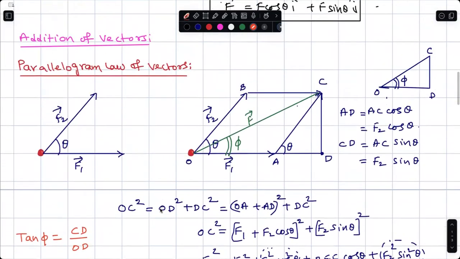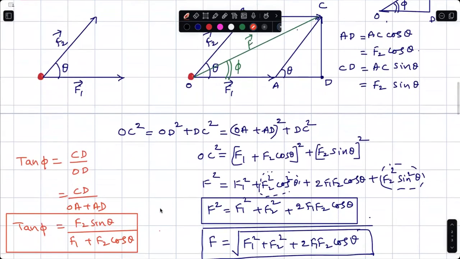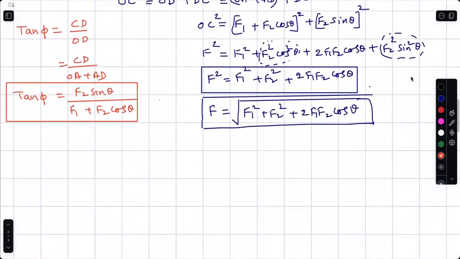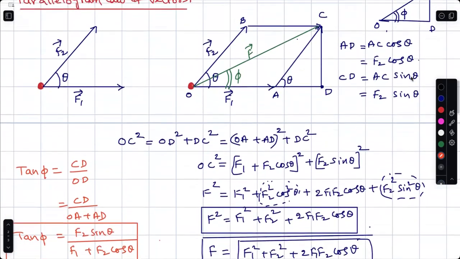Here I have applied the parallelogram law of vectors. See, I am repeating again, I am not teaching the vectors. I am just giving you a backup part. Right. Next, that is the parallelogram law of vectors.